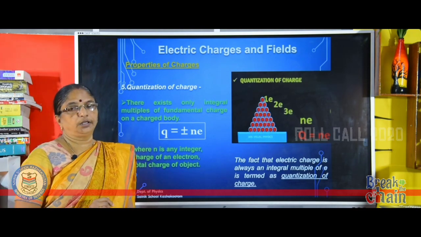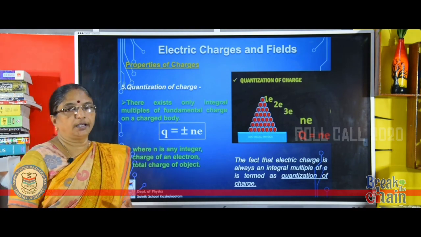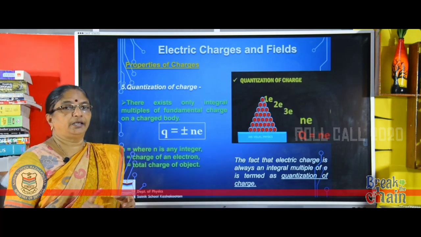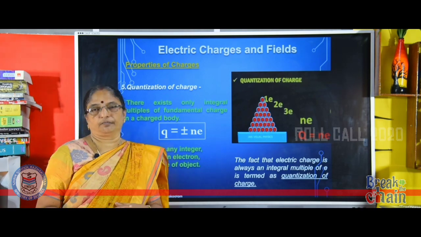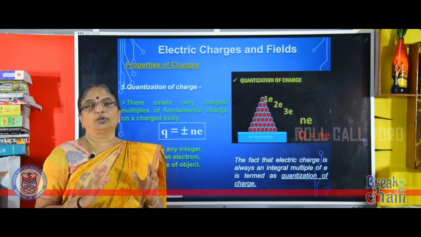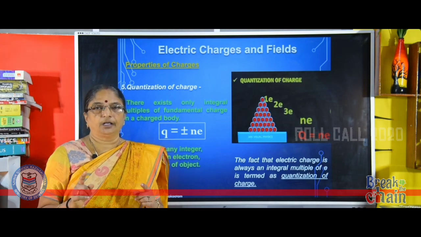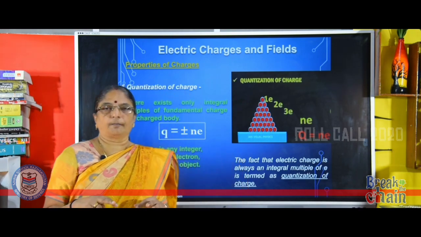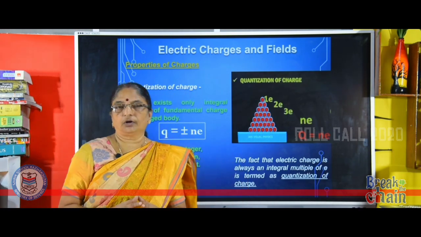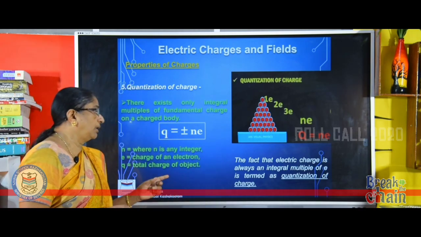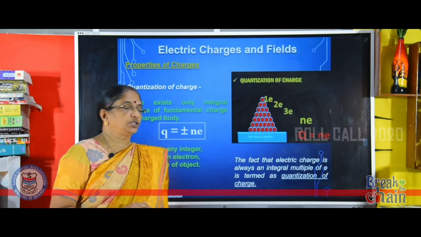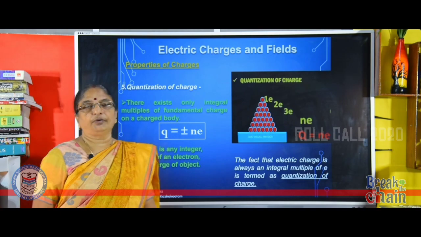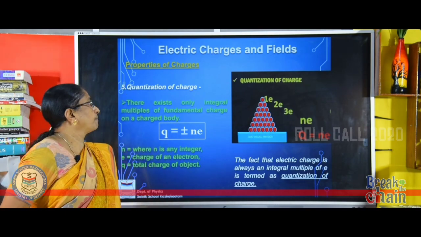That is, Q equals plus or minus Ne, where Q is the total charge on a body and N is an integer, which can be either plus or minus. For example, if the charge on a body Q is equal to minus 3e, it means that the body is negatively charged and it has 3 extra electrons. Like that, the charge on a body can only be an integral multiple of the fundamental charge, and that fact is called quantization of charge, which is yet another property of charge.